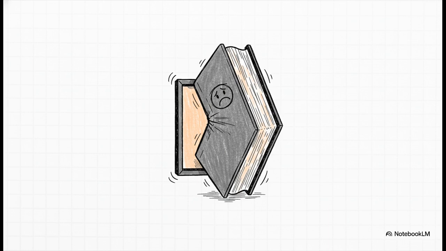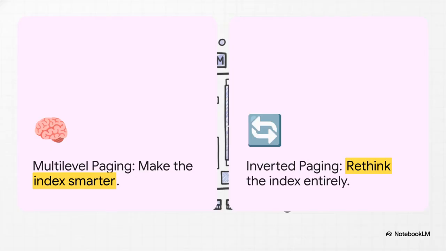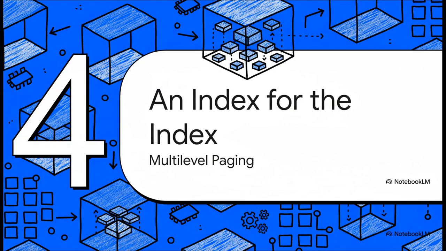So we're right back where we started, facing another space crunch. This problem sent engineers back to the drawing board, and they came up with a couple of even cleverer solutions. Two main ideas popped up. One was to just make the index smarter, and the other was to rethink the whole idea of an index from the ground up. All right, let's look at the first approach, which is called multi-level paging.